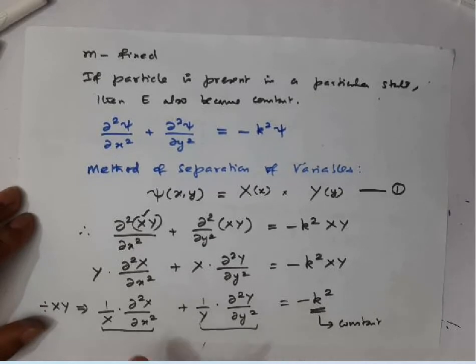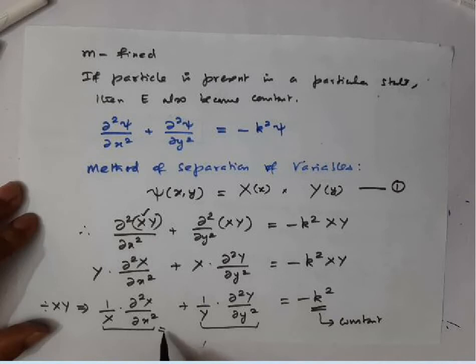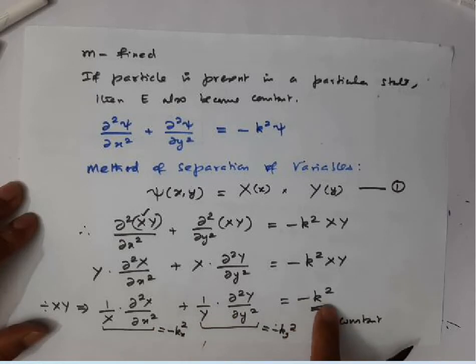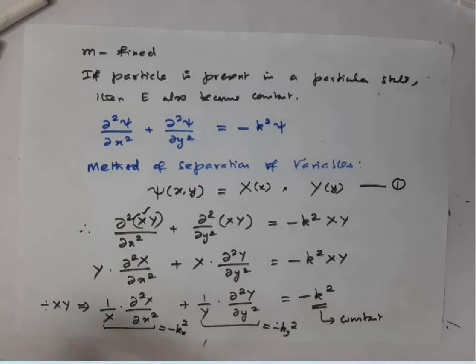Therefore what I'm going to do, I'm going to equate this to a constant, say minus kx², and I'll equate this to a constant, say minus ky². These two must be constant, then only the sum of these two should be equal to this. So minus kx² minus ky², if you add them, you will get the value of k². See what I'm trying to say. Let me write in the next page.